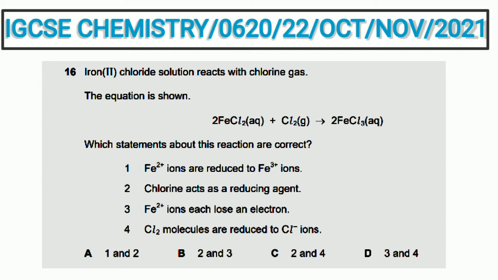Fe2+ ions each lose an electron. Yes, they lose an electron and become Fe3+. Chlorine molecules are reduced to chloride ions. Yes, from chlorine they have become chloride ions, so they are reduced. So the correct answer is option D. Statements 3 and 4 are correct.